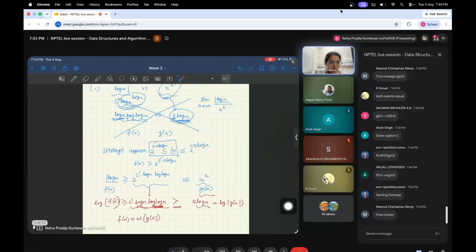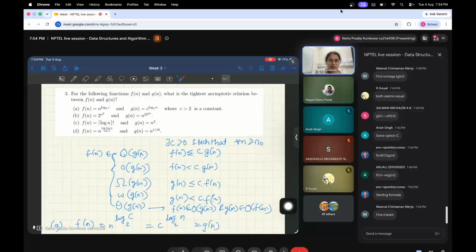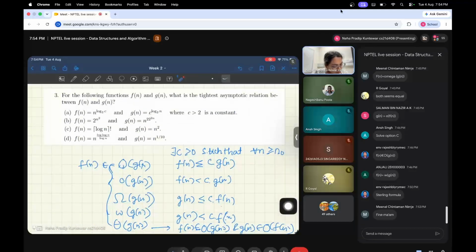Okay, so let's do the final part as well. On one hand, you have n to the log n by log n, and g(n) is n to the 1 by 10. So the base is n for both of them, so you are really comparing the exponents. So log n by log n versus 1 by 10.